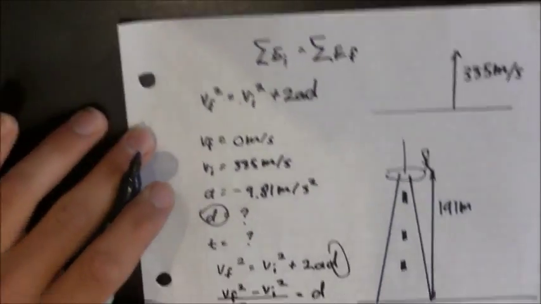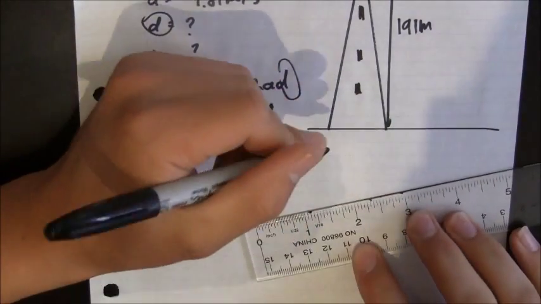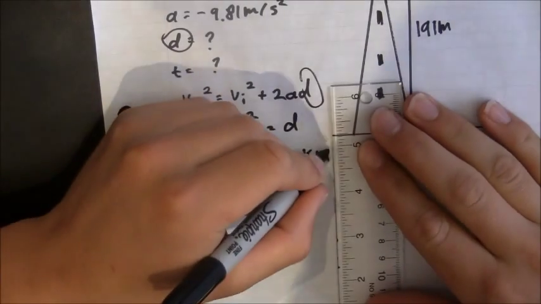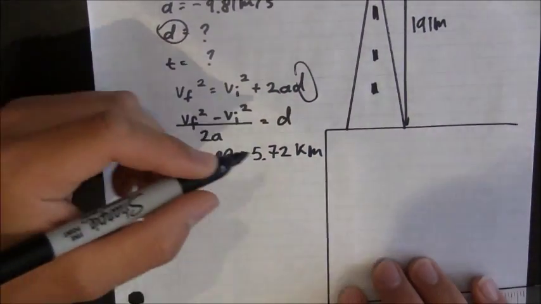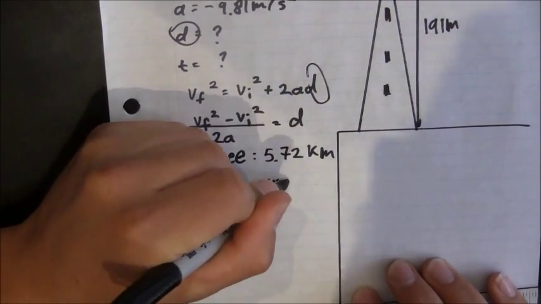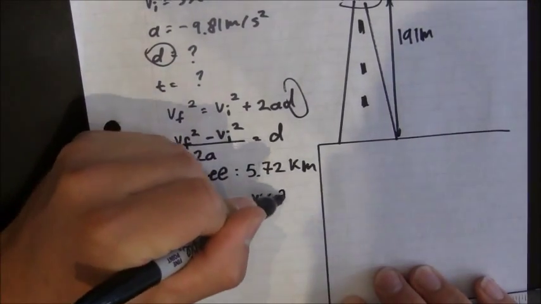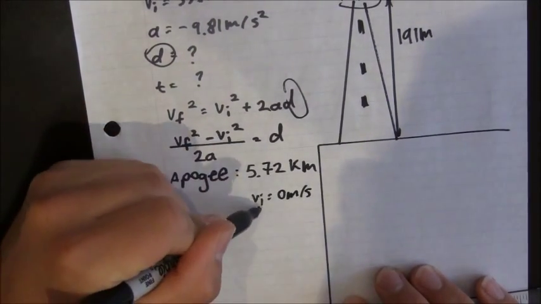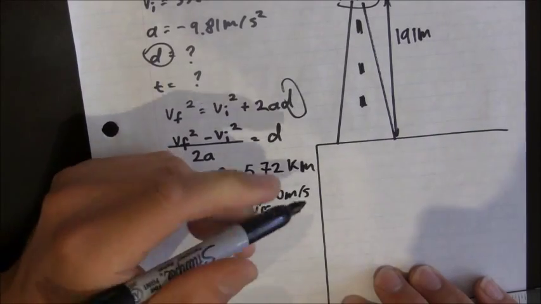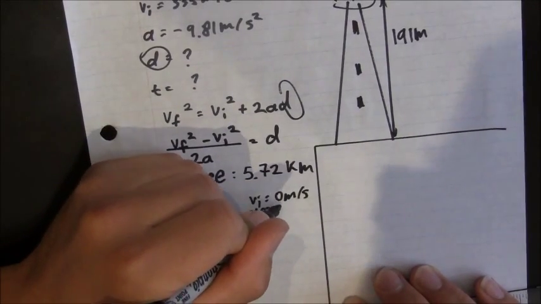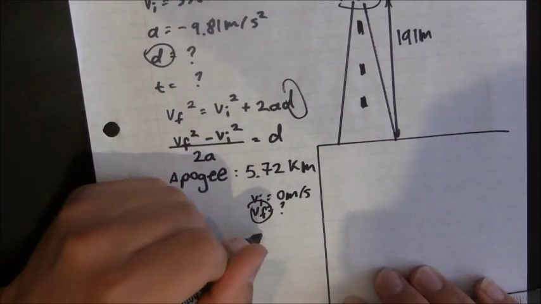That one. Love that formula. Let's just plug it right in. Well, first let's write down our givens here. All we know is VI is 0 meters per second. VF is what we're looking for.